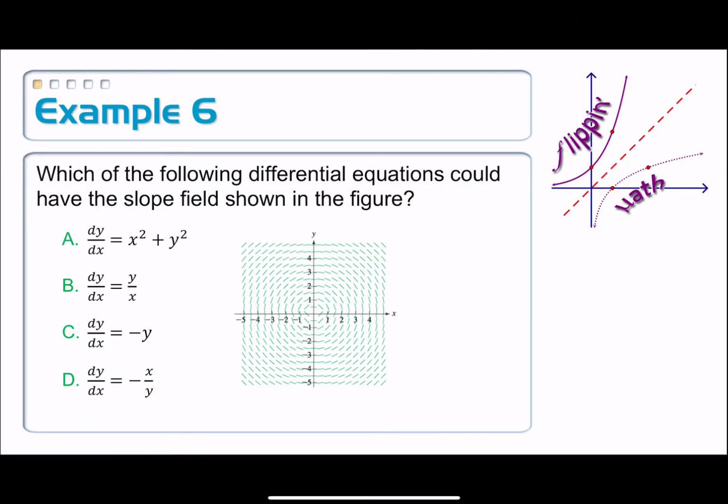Which of the following differential equations could have the slope field shown in the figure? Okay, so we've got 4 to choose from once again: x squared plus y squared, y over x, negative y, and negative x over y. So, just like we did on the previous one, just pause the video for a sec and see if you can work through this on your own.